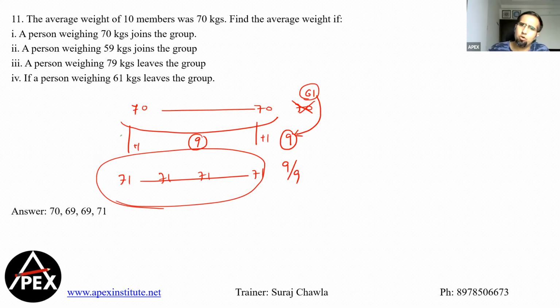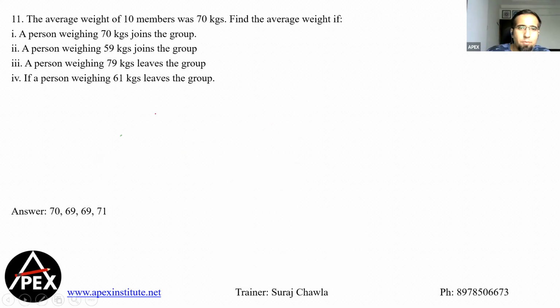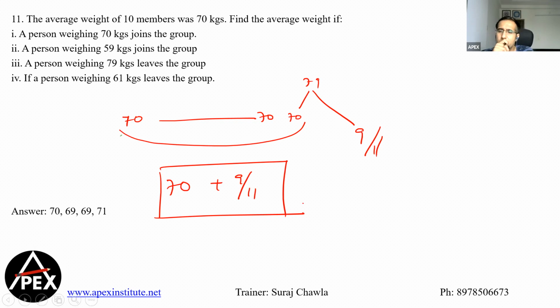If 79 joins the group, then 9 by 11, Nana. Somebody is saying, sir, what if 79 joins the group? Fair enough. If 79 joins, then I'm looking at this as 70. How much is extra left, Nana? 9. Each one of them will get 9. How many are these guys? 11. I said 9 by 11. So existing average 70, deviation 9 by 11 out of it. So the new average becomes 70 plus 9 by 11. Clear, Charan? Will answer your question. Don't worry.